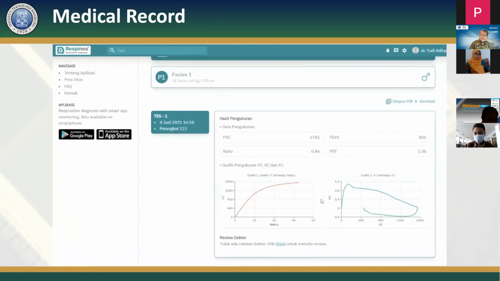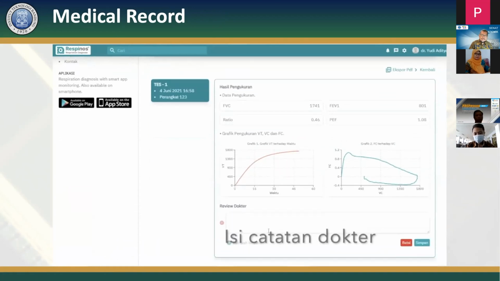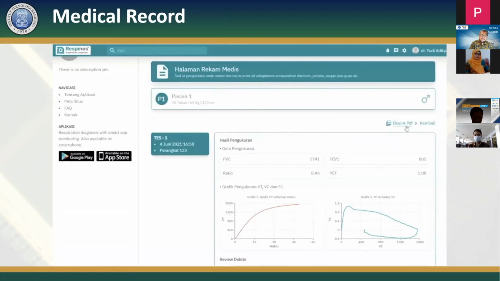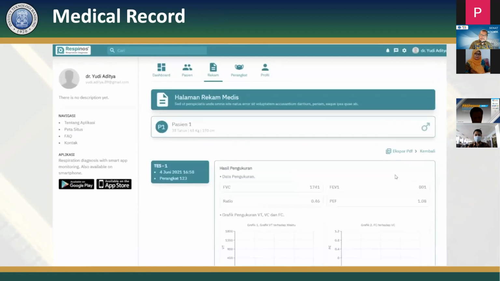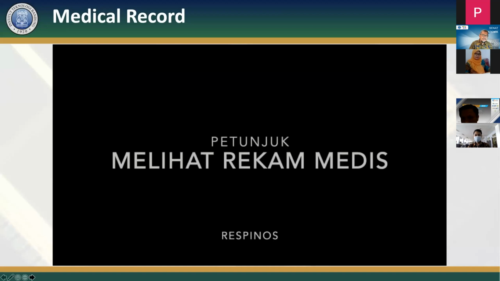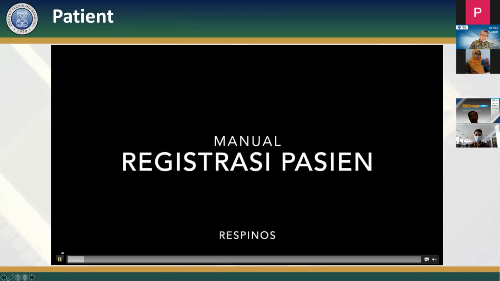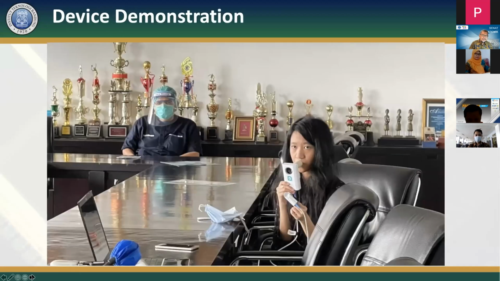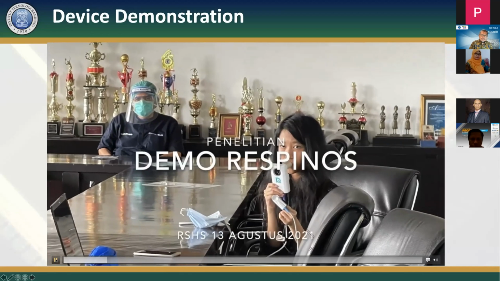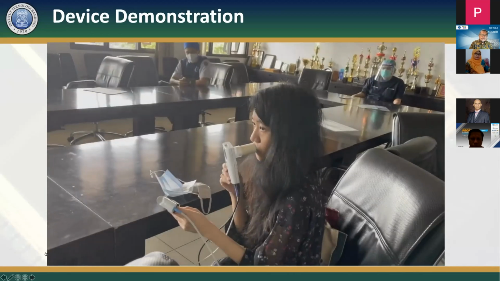This parameter of spirometers. And also doctor can do review of the condition of the patient. And then for the patient itself, I think it's the same. And we also demonstrate our device in how to use it.